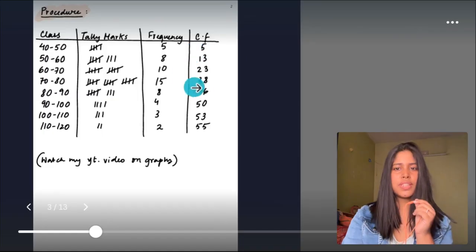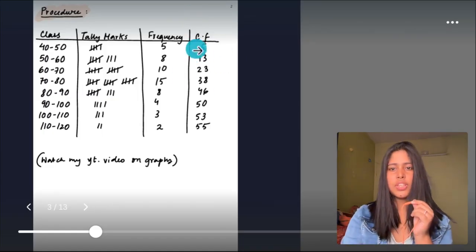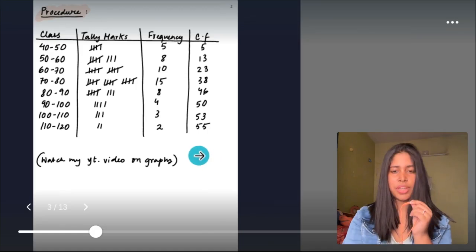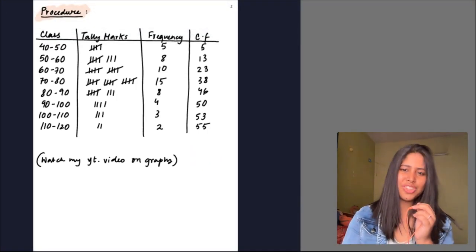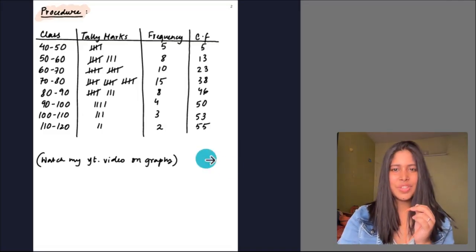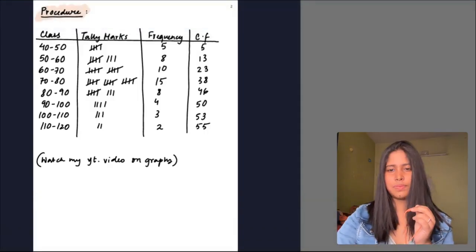And how to do the cumulative frequency table? We will add the frequencies. So the first number is 5, the next will be 5 plus 8, which is 13, 13 plus 10, which is 23, and so on. To understand how to plot the graphs, you have to watch my video on graphs. I will pin it in my description box and you can see that.